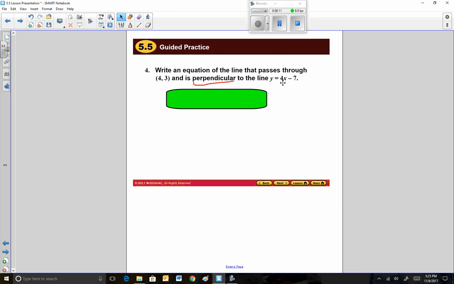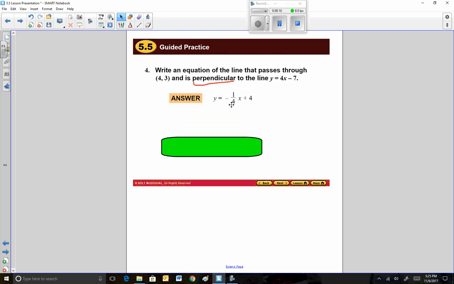Welcome back. Notice that this slope was 4, so we need -1/4 for our slope. So we have y equals -1/4 x plus 4. How did we get the plus 4? We typed it into slope-intercept, or substituted, I'm sorry, and got that.